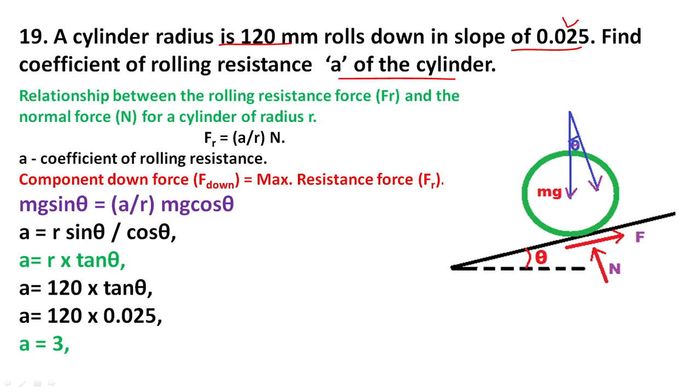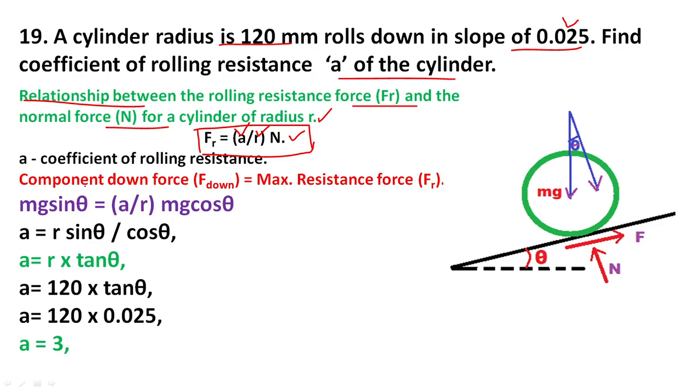So the relationship between the rolling resistance force Fr and the normal force N, for a cylinder of radius R, is Fr equal to A by R into N. Here A is the coefficient of rolling resistance, and R is the radius of the cylinder.